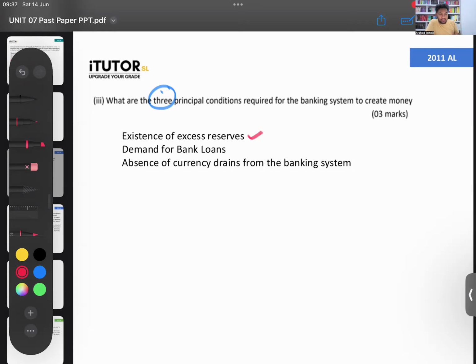The second one is that there has to be demand for loans. Let's say banks have excess reserves and are willing to give enough and more loans, but no one wants to go and borrow. What if there is no demand for loans? Then also credit creation will not happen. So there have to be excess reserves and people should be able to borrow them as well. So there has to be a demand for the loans.